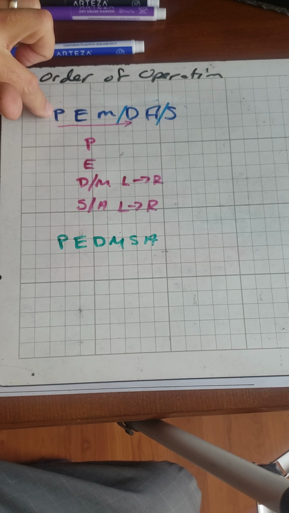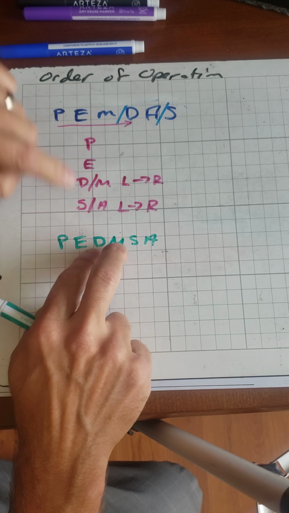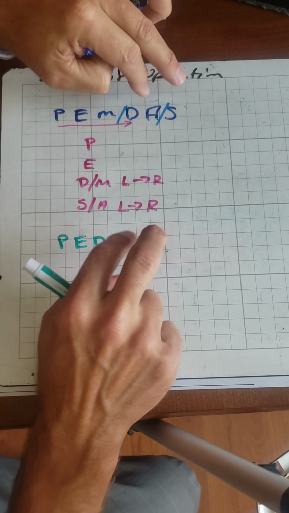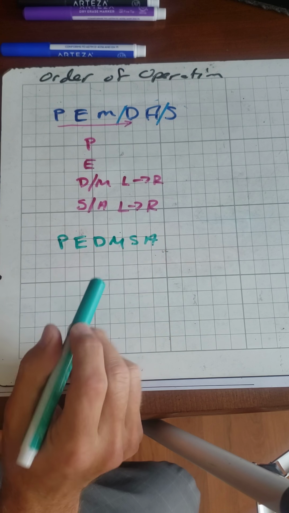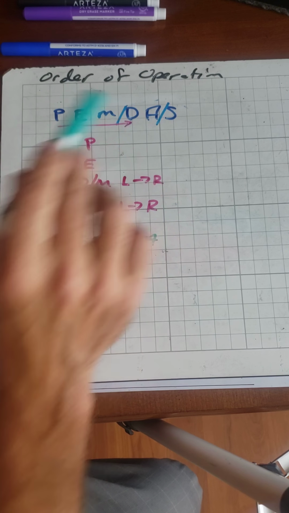It's equally correct as PEMDAS. You do parentheses first, you do exponents, and then you divide and multiply together at the same time, and then you do subtract and add together at the same time. So we could have done it this way, but that's a hard word to say, so we all learned PEMDAS.